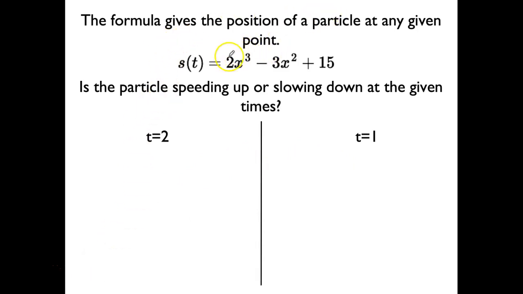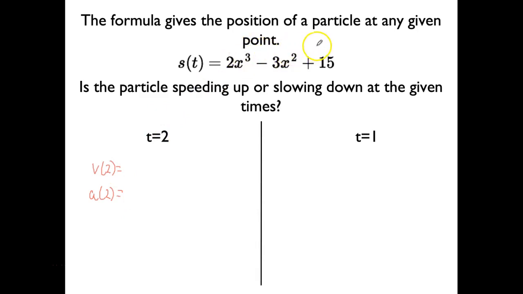Okay, the formula gives position. Is the particle speeding up or slowing down at the given times? Okay, well, I'm going to check it at 2. Since it asks speeding up or slowing down, I need to check the velocity at 2, and I need to check the acceleration at 2. That's all I care about. They're the same sign, speeding up.